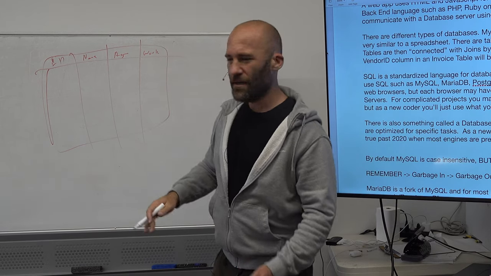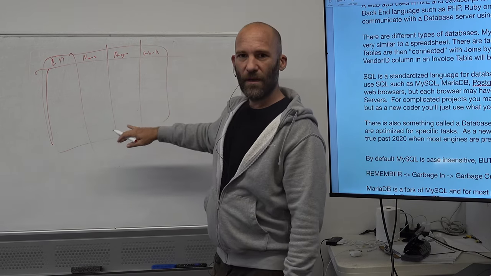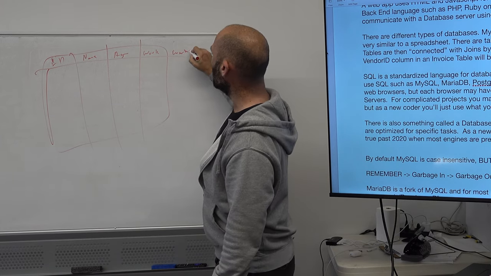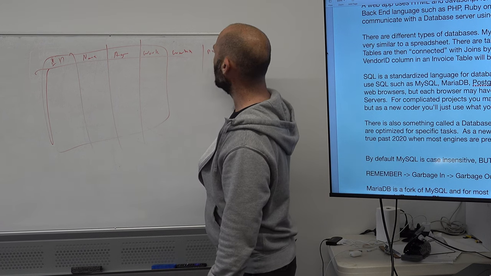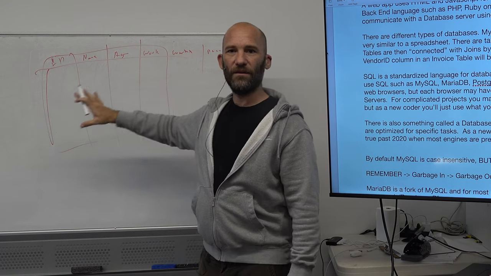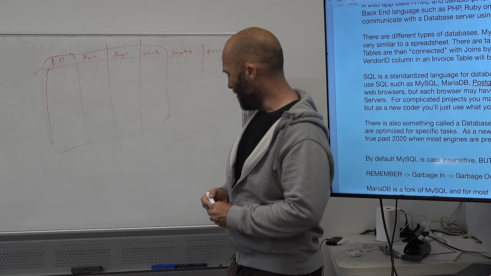One of the big problems you run into is if you have a single table, what if you want additional information? What if you want the work address? What if you want the point of contact at the work? What if you want all of this stuff, right? Putting this all into one table becomes a bit of a disaster.